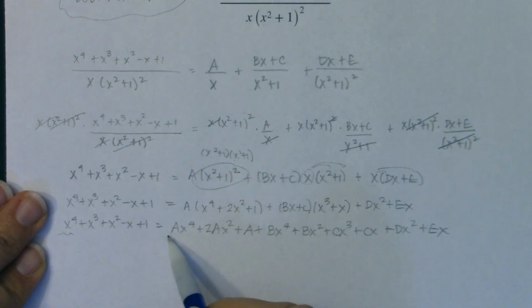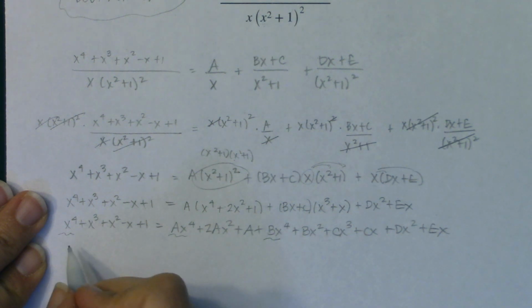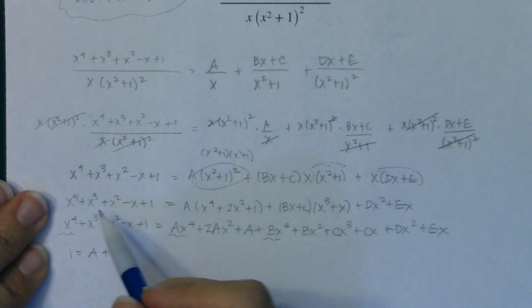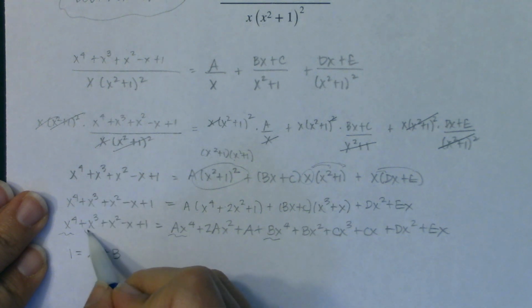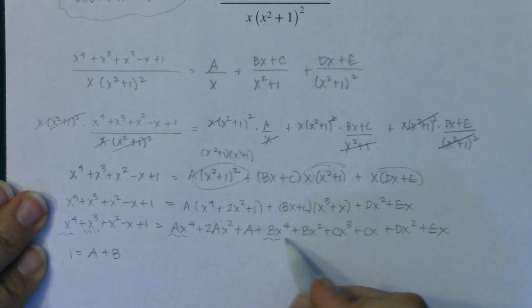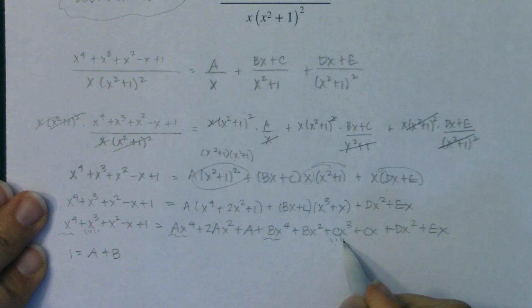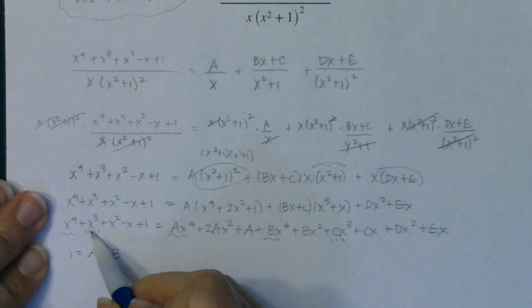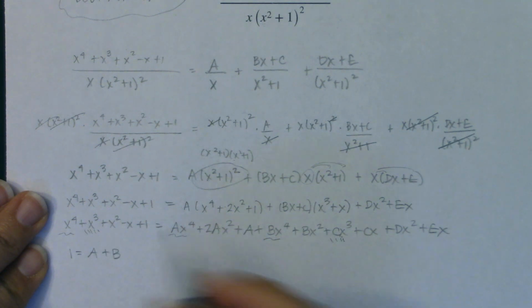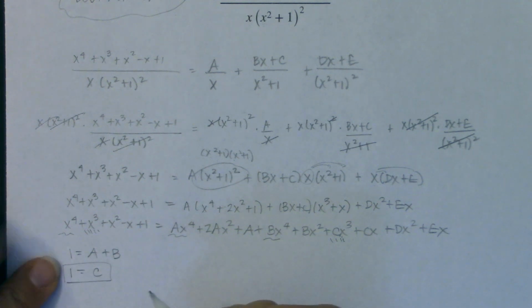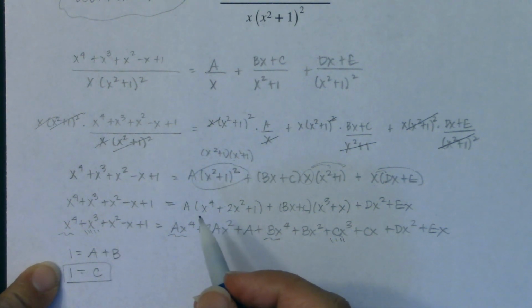Here's an x to the fourth, x to the fourth, x to the fourth. So my first equation, I'm going to get 1 equaling a plus b. Okay, let's look at cubes. There's a cube, here's a cube. When I take a look at the cubes, I only have one cubic term on the right side and I have a 1 here. So c is equal to 1. Great. There's one of my letters right out the gate.